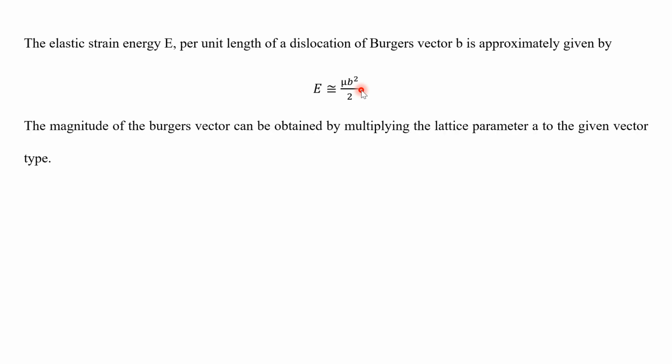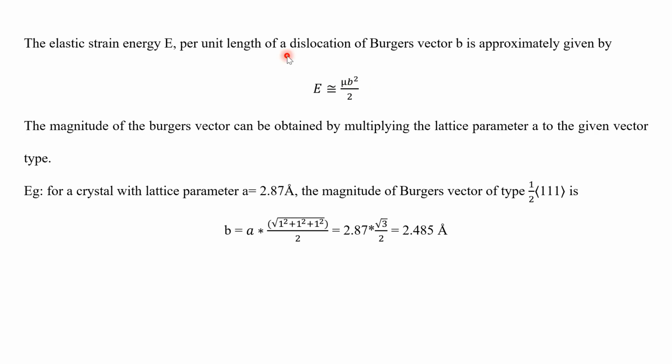So, the magnitude of a Burgers vector can be obtained by multiplying the lattice parameter by a given vector type. So, what does that mean? For example, a lattice parameter a is given as 2.87 Angstrom, and the Burgers vector type is given as 1 by 2 <1 1 1>. So how to find the value of b? We have to write a into 1 by 2 root of 1 square plus 1 square plus 1 square. Hence the total value will come to 2.485.